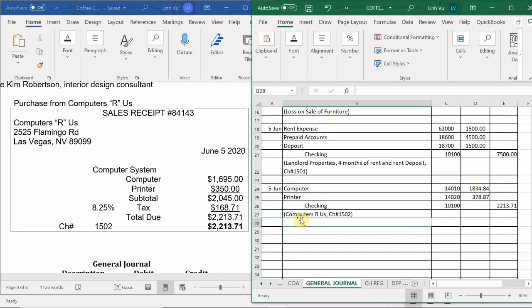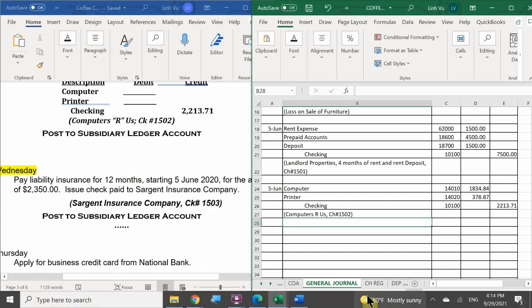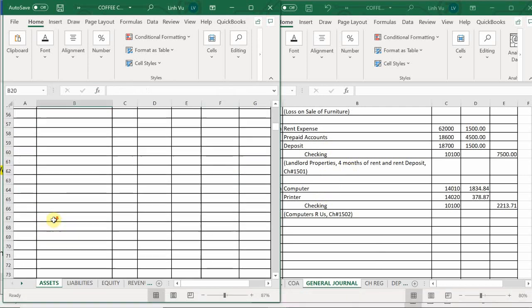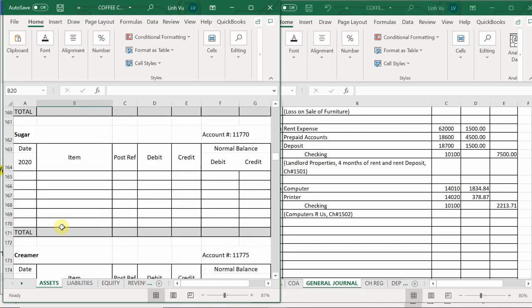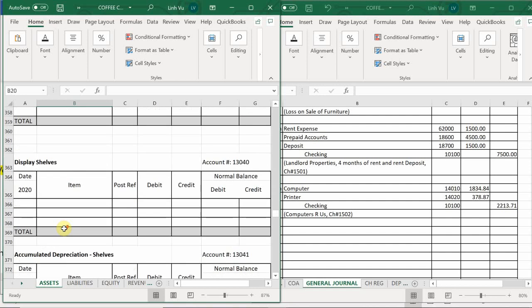now we've got to go, where do we got to go? Ledger. So let's go ahead and update our ledger. Here, I bought a computer. What is a computer? It's an asset. So let's go ahead and find our computer here.